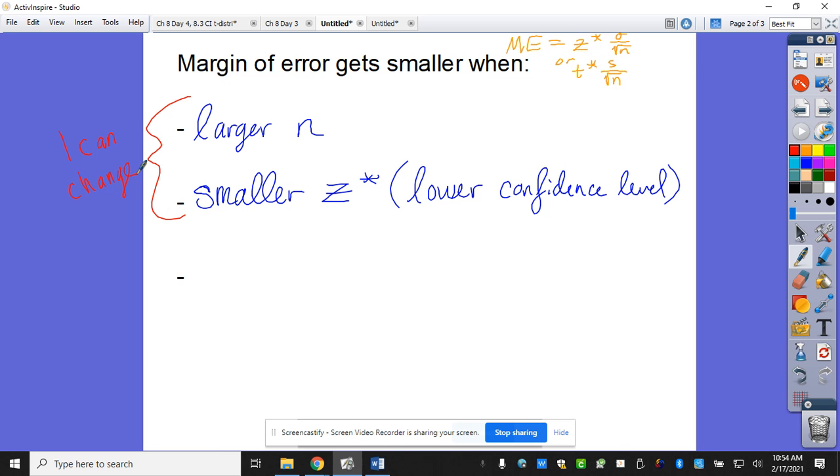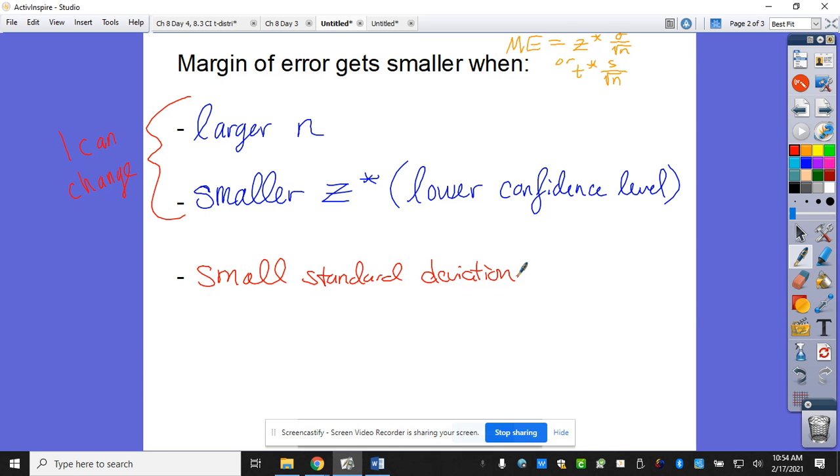What's the only other thing in that margin of error equation that I haven't talked about? Can I change the standard deviation? Can I change how much a group varies? No. So I don't want you to think about that as something I can do if I build a project. So these are things that I can change.